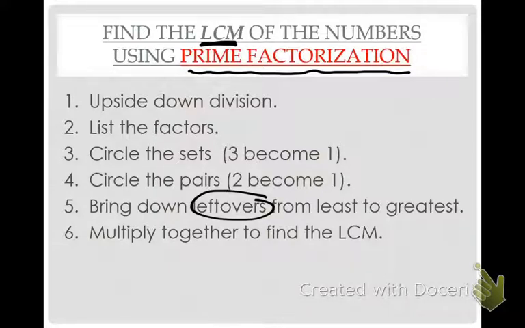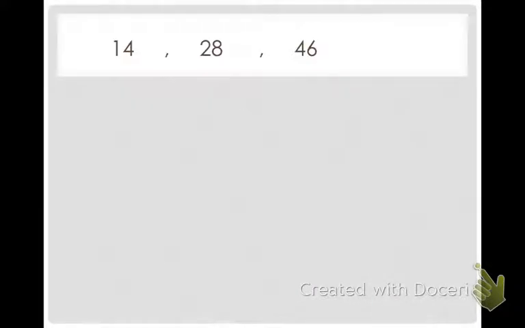So we are going to do an example that has to do with prime factorization and the least common multiple. Looking at the steps that I just told you, what does step number 1 say to do? Look at your notes. It says upside down division. So just like when we find the GCF, we're going to find these answers with upside down division. Who would like to do the 14 for me? Isabel, go ahead.